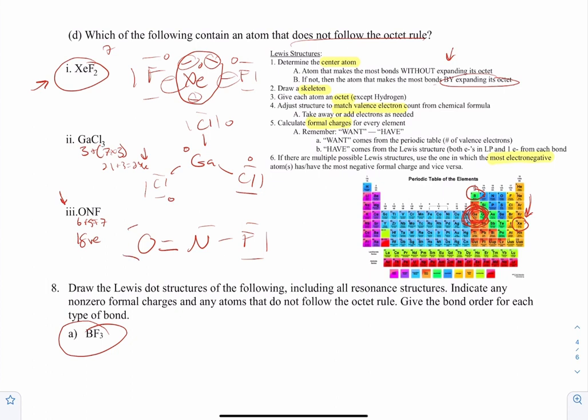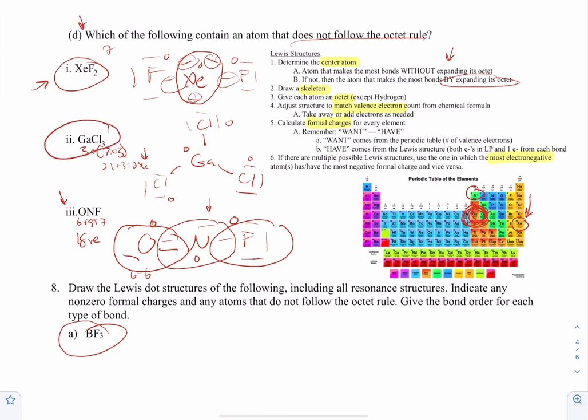Okay, so now I've got a 0 formal charge on that oxygen. Remember, 6 has 2, 4, 6. This nitrogen has its lone pair now, so it's going to be a 0 formal charge. And this fluorine has a 0 formal charge. And if you notice, they all have their octets, right? Nitrogen has its octet right here, fluorine has its octet right here, and oxygen has its octet right there. So this one doesn't break the rule. So in terms of the ones that break the rules here, it's going to be 1 and 2 only.